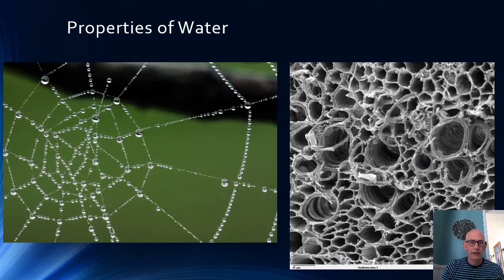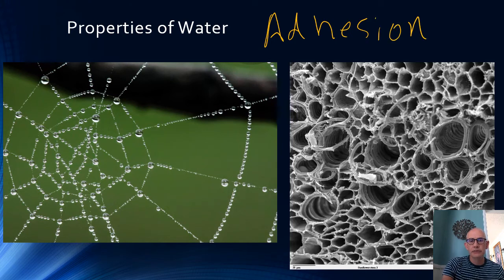Another property of water is water's adhesion. And adhesion is water sticking to other things. So we see in this spider web, all the water droplets from the moisture in the air clinging to it because the proteins in that web are going to be hydrophilic, which means they are water loving, and the water will then stick to those proteins and cling to it and form those drops.